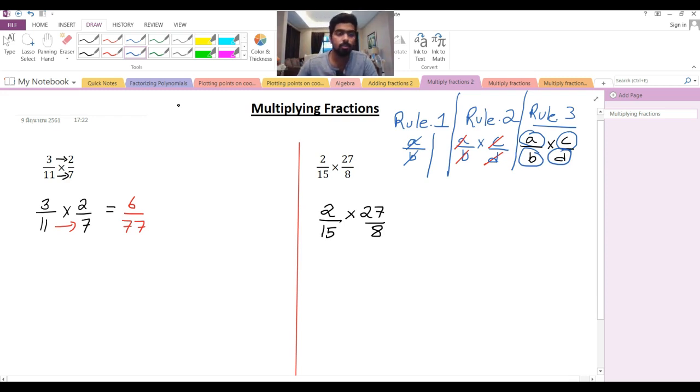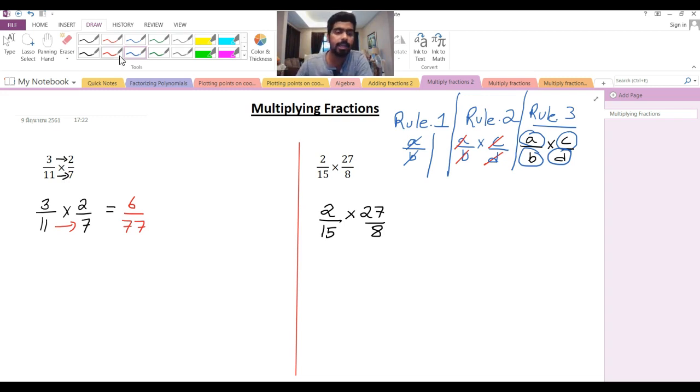In other words, what would be easy to say is we can simplify a denominator with a numerator. Okay, guys, so it doesn't matter which fraction it is, but we can simplify a denominator of any fraction with the numerator of the other fraction. So we cannot simplify numerator with numerator, and we cannot simplify denominator with denominator.